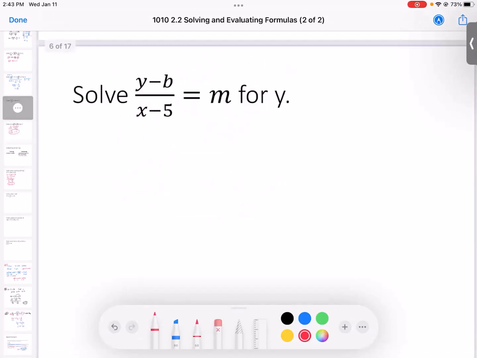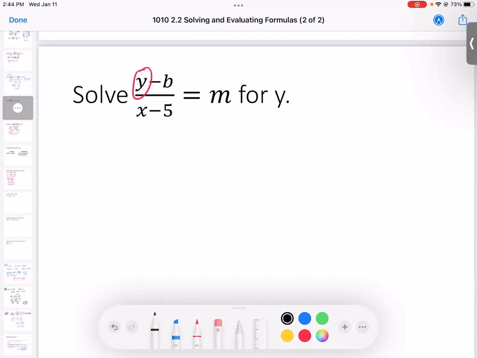If you get one like this, where you're asked to solve for y, you're going to think of b and x as being numbers, but that also means you're going to think about x minus 5 as being a single number, because whatever x is, if you subtract 5, you just get another number. So if I have a variable minus something, divided by a number, the way that you would solve this is you would multiply by that number.